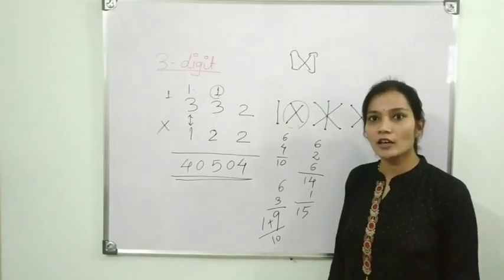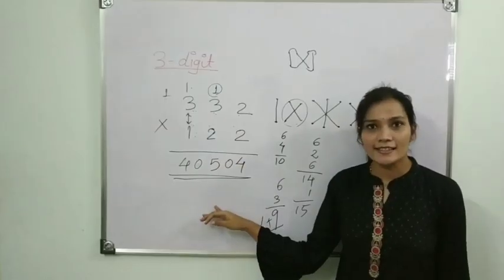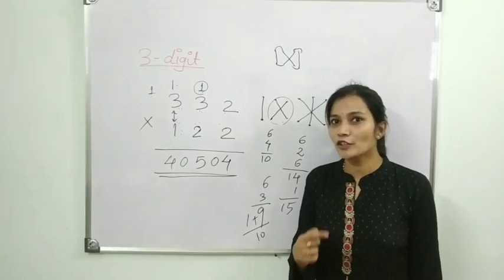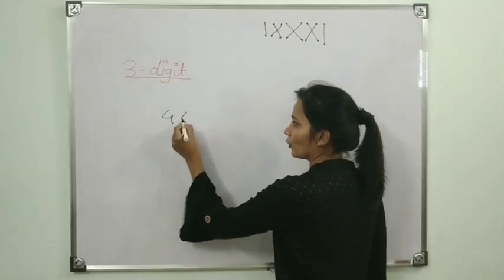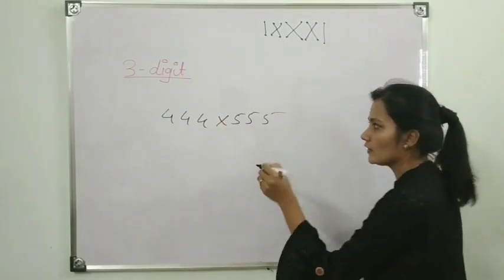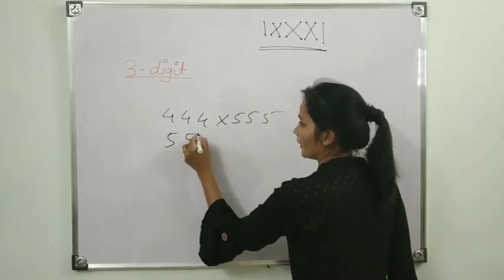Okay. Now let us see one more example so that it will be more clear, and I feel it is an easier method than the line method. Let me know what you feel. Now we will see 444 into 555. Here I have drawn it, and in that way we will solve it.